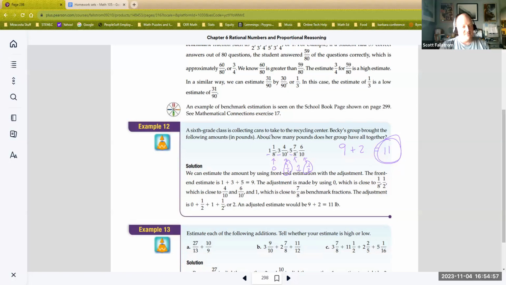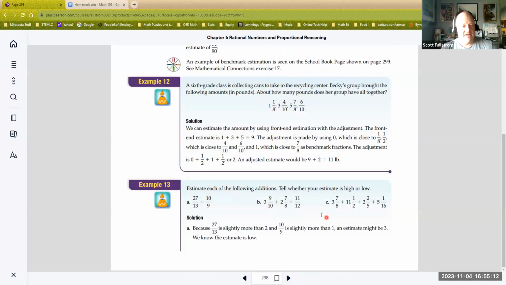Now, again, that's because we're answering the question about how many pounds do we have. If we needed to find the exact value, we would actually need a common denominator as we were going. So just read the question carefully. If it's just saying roughly estimate, do your best to estimate.